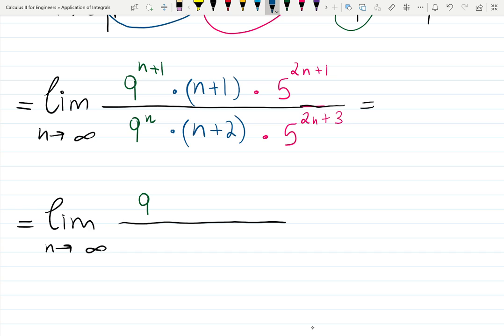Do not touch n plus 1 and n plus 2. These do not simplify. Remember that. They do not simplify like this. Many students make this mistake. Since you have addition or subtraction, you cannot do that.